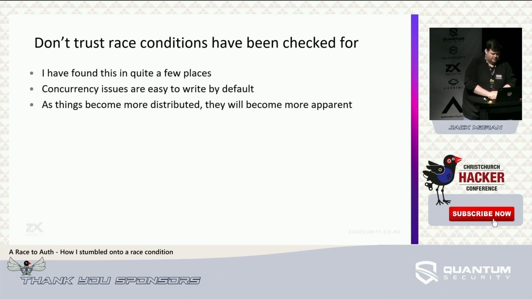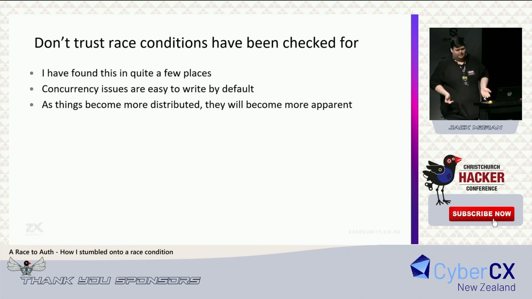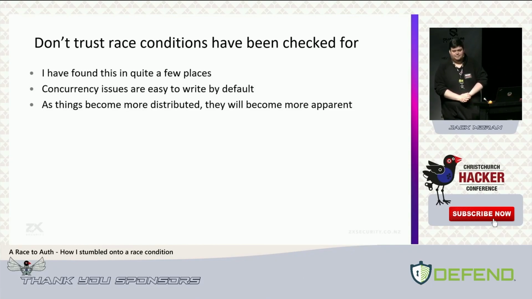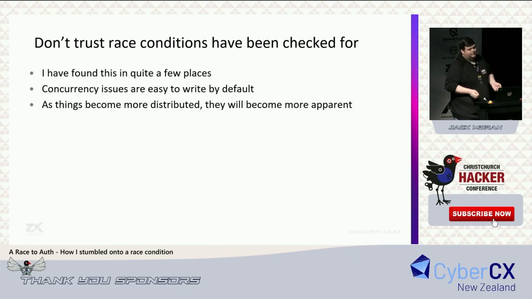But also, don't trust that race conditions have been checked for. I have found this in quite a few places. I'm currently in disclosure with a couple of other vendors that have the exact same issue of me just sending packets. Concurrency issues are easy to write by default. It is really hard to program something asynchronously. The amount of times I had concurrency issues trying to exploit a concurrency issue. It happens, but Go is nice. It tells me you're racing yourself. And as things become more distributed, I feel like this will become more apparent. HTTP 2 and 3 have native multiplexing.